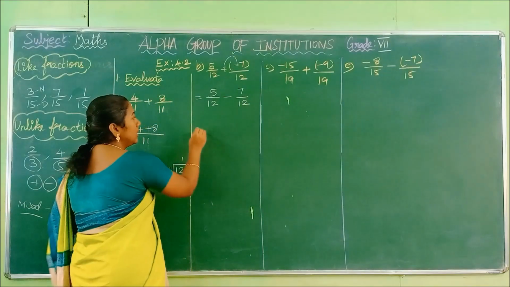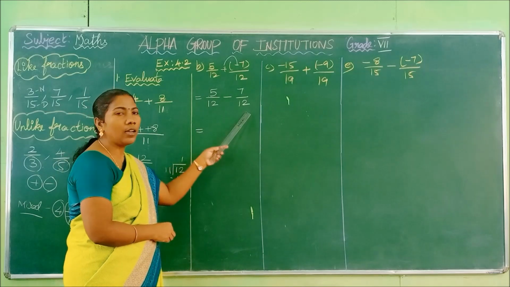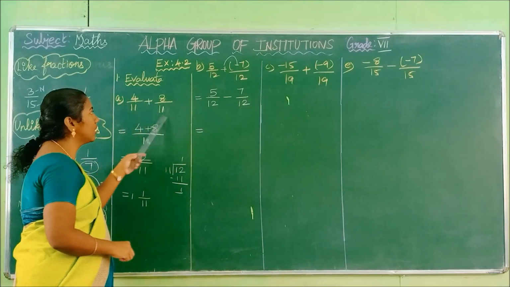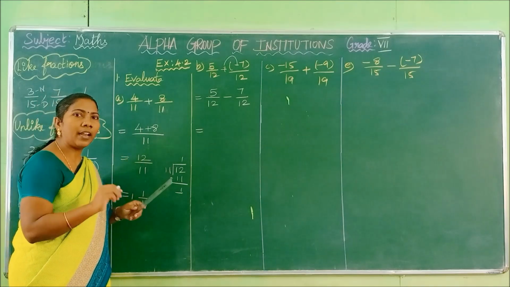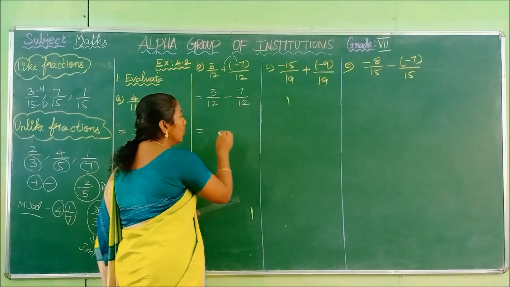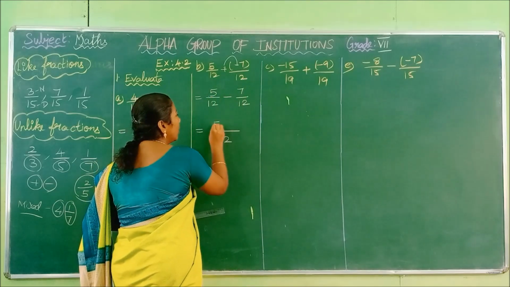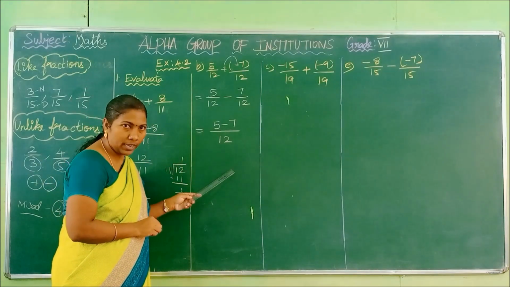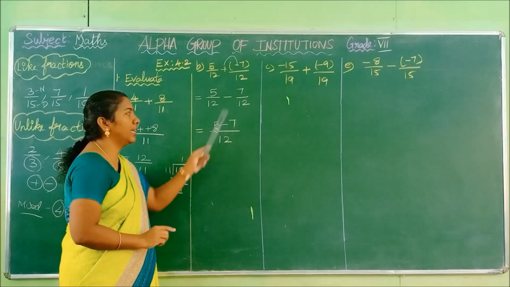Okay, see here, the given two rational numbers have the same denominator. If the given rational numbers have the same denominator, we can add or subtract. Here we have the symbol minus, so we are going to subtract. So write the numerator 5 minus 7. Write the denominator only one time. Subtract the numerators only. So 5 minus 7.